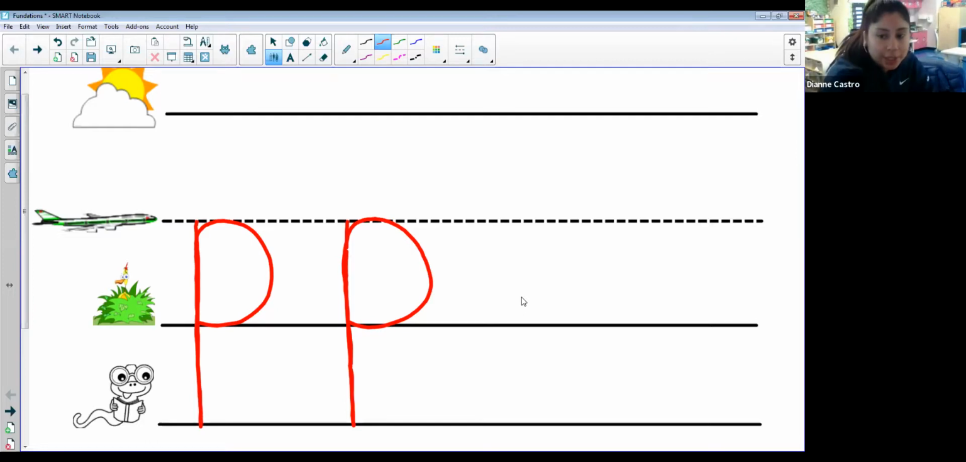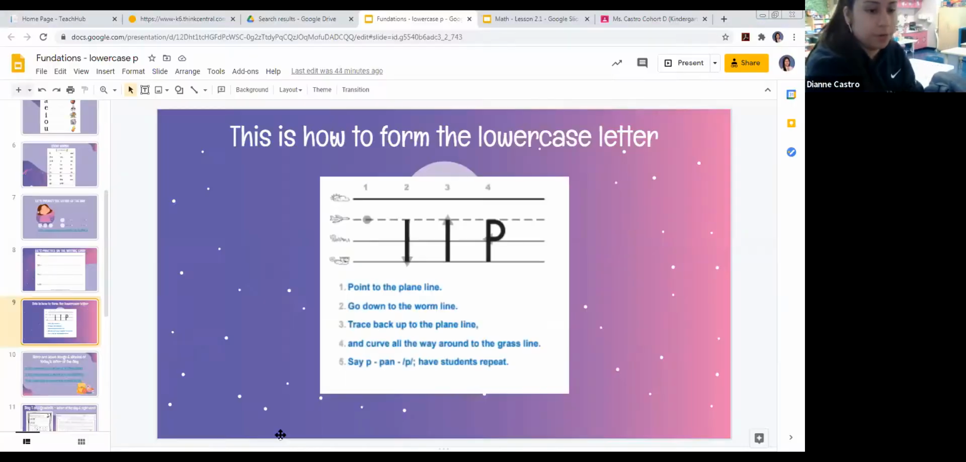It's the lowercase p. So remember, because we're focusing on the lowercase letters, we're not going to touch the skyline for this, okay? So for today, we're actually dropping down to the worm line. So make sure you go all the way down to the worm line to form the letter P.